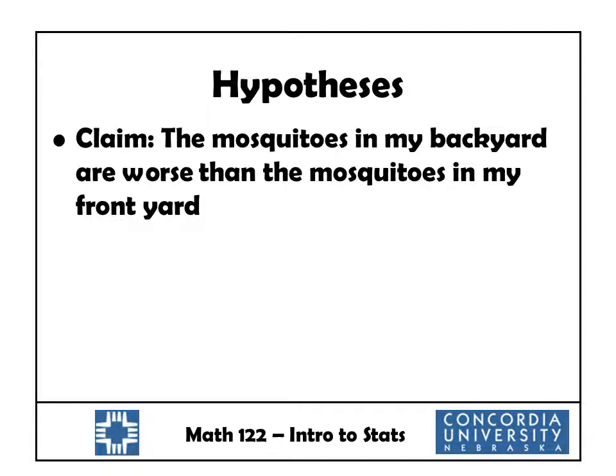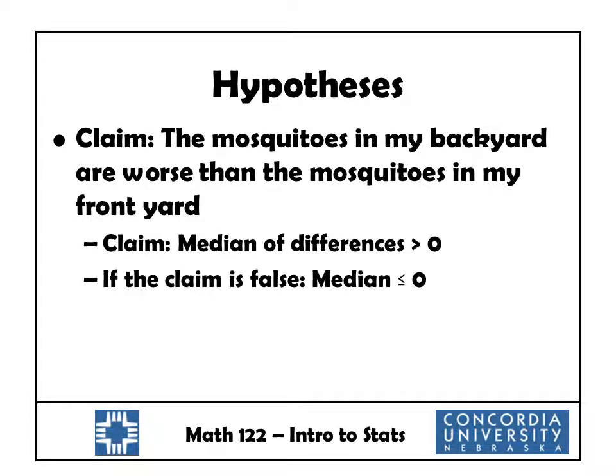Okay. So let's set up our hypotheses. Here's our claim: the mosquitoes in my backyard are worse than the mosquitoes in my front yard. So the claim in mathematical notation is that the median of the differences is greater than 0. Well, if false, then the median would be less than or equal to 0. My null hypothesis is that the median equals 0, and then my alternative is that the median is greater than 0. So here my population parameter is the population median. We won't use a symbol for median, we'll just call it the median. So there's my null and alternative hypotheses.